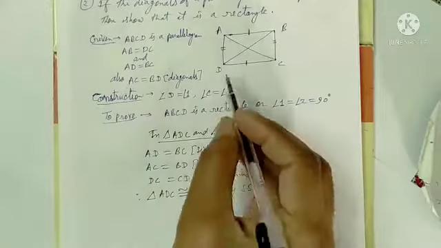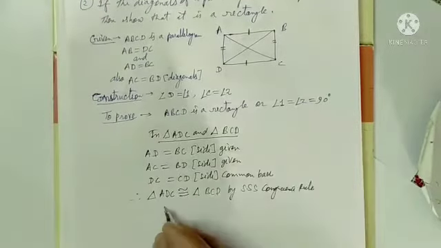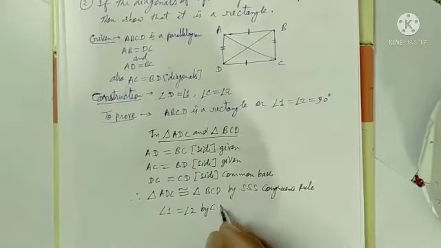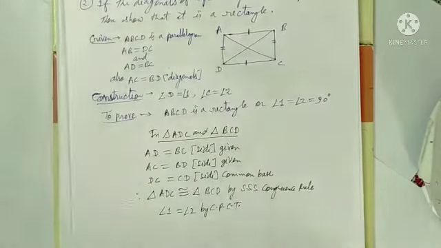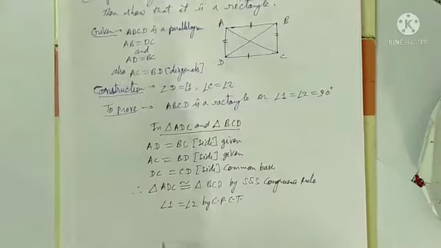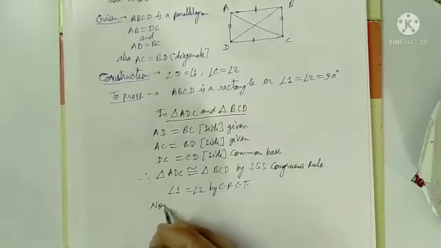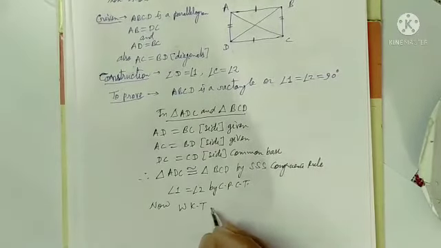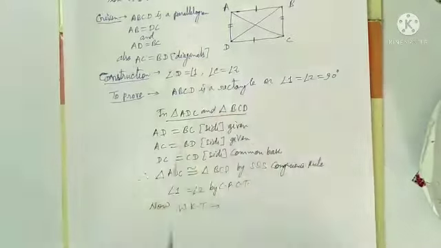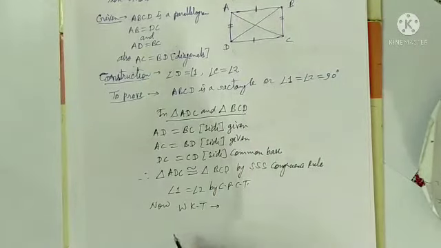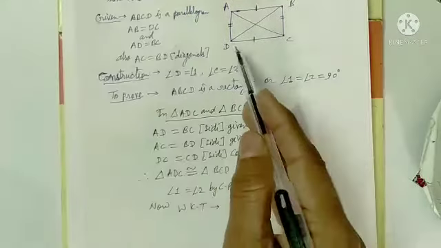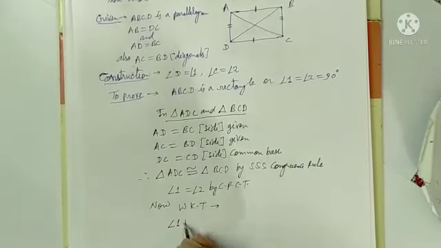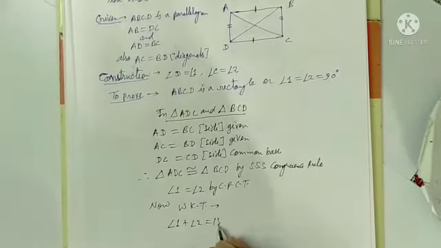So angle D and angle C means angle 1 is equal to angle 2 by CPCT, corresponding parts of congruent triangles. Both angles are equal. Now we know that adjacent angles of a parallelogram are supplementary. We know that angle 1 plus angle 2 is equal to 180.